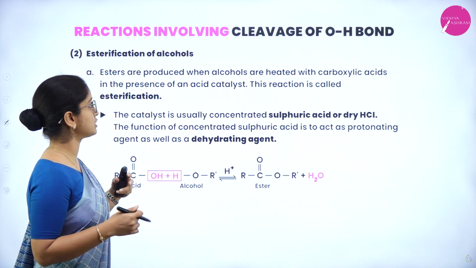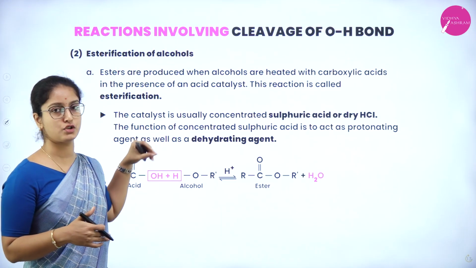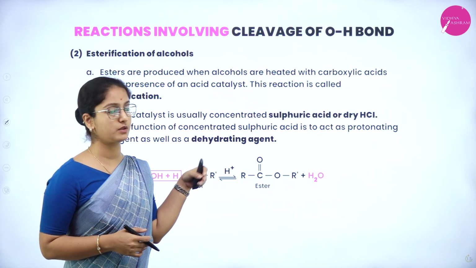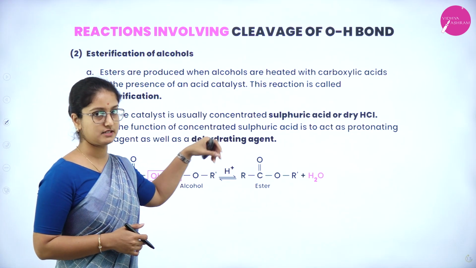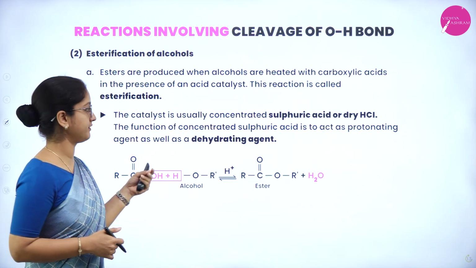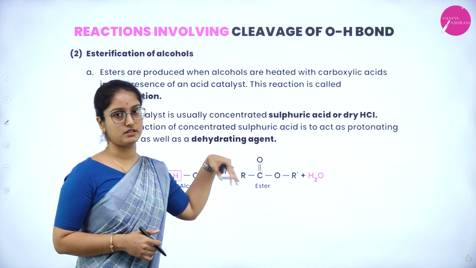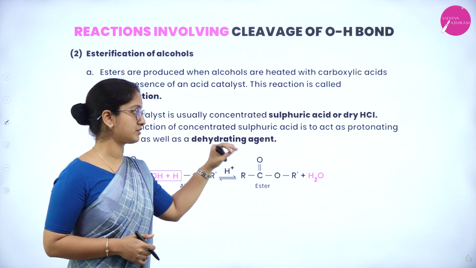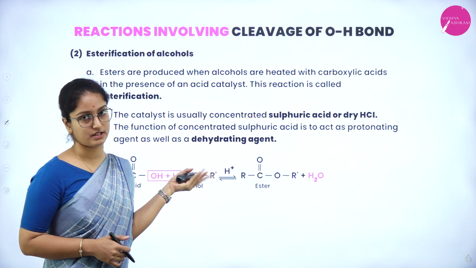Next is reactions involving cleavage of the O-H bond. In that, we shall study esterification of alcohols. Esters are produced when alcohols are heated with carboxylic acid in the presence of an acid catalyst, and the process is known as esterification. The catalyst is usually concentrated sulfuric acid or dry HCl. The function of concentrated sulfuric acid is to act as a protonating agent as well as a dehydrating agent.